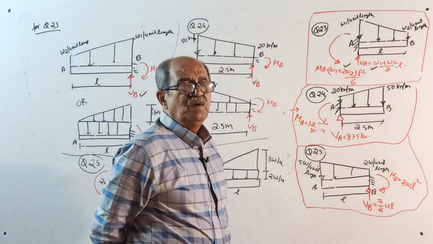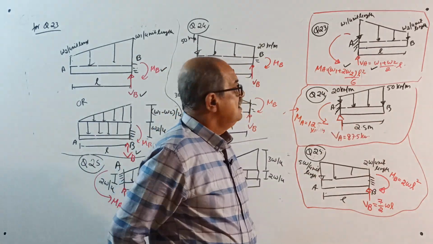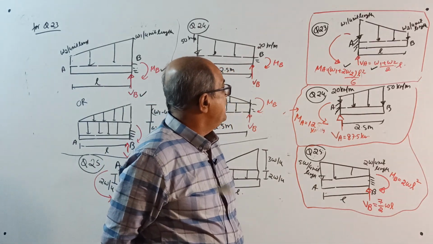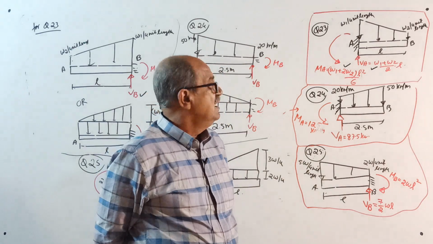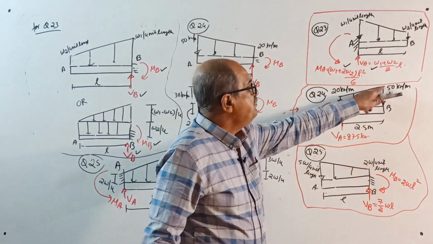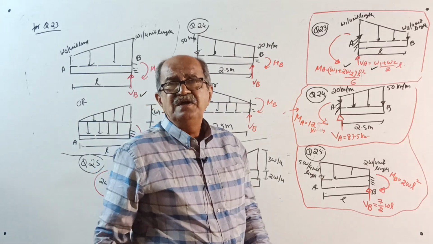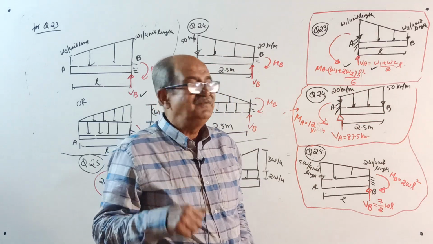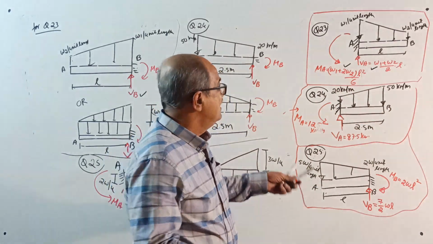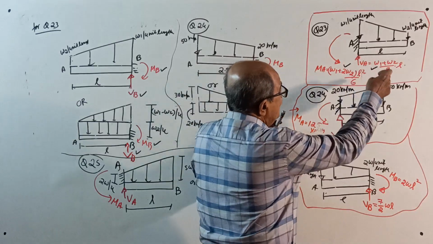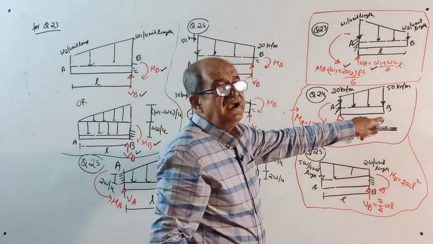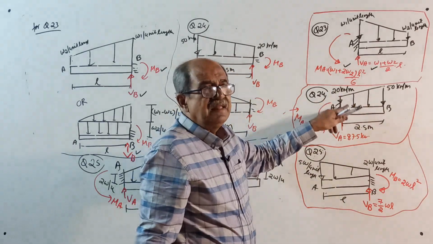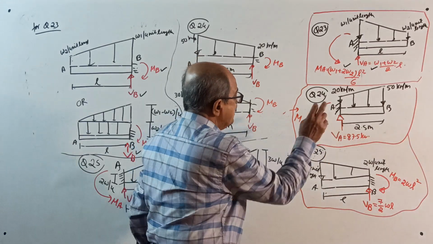It is told, a cantilever of length 2.5 meter loaded by UVL of intensity 20 kN per meter at left fixed end and linearly increases to 50 kN per meter at the free end. See, again I made the mistake now. Or they can tell UVL of intensity 50 kN per meter at the free end linearly reduces to 20 kN per meter at the fixed end. Okay, this already is solved here.